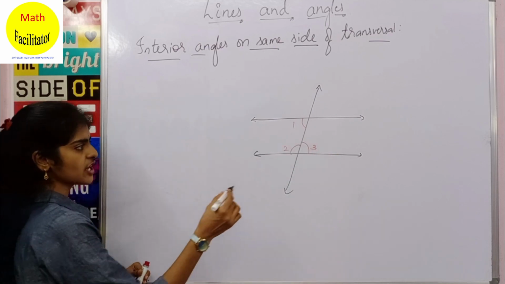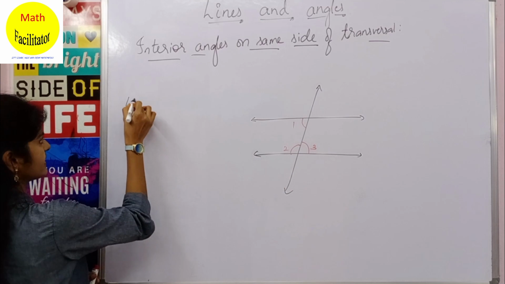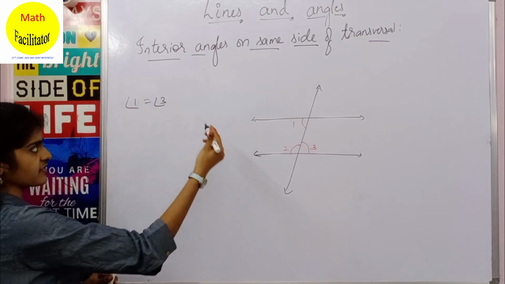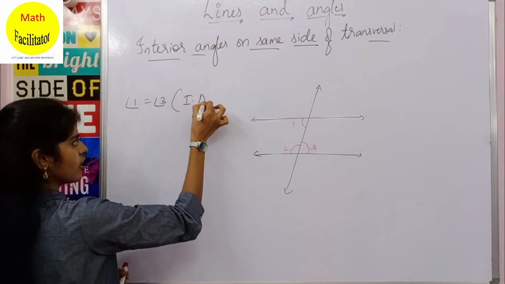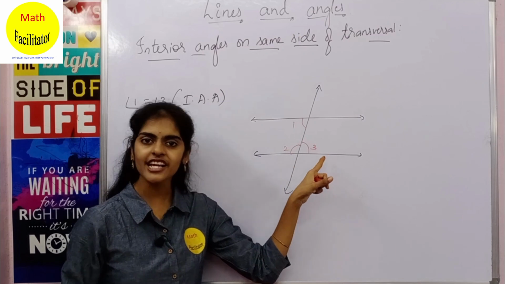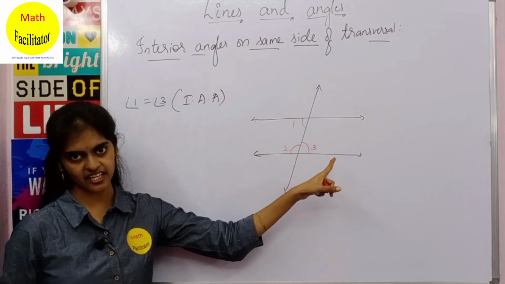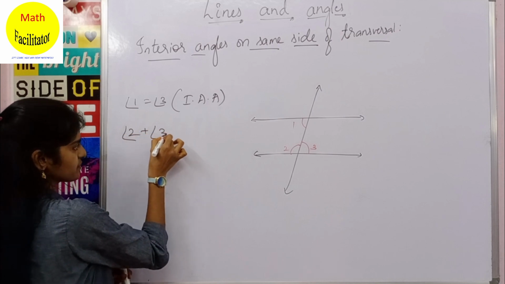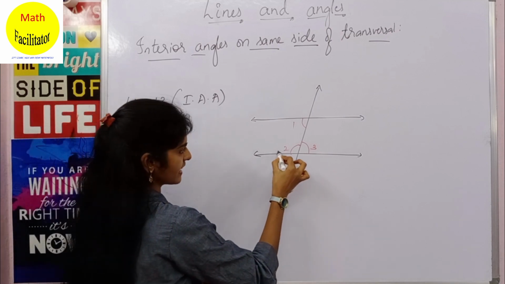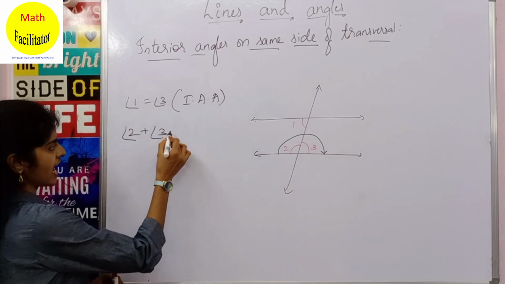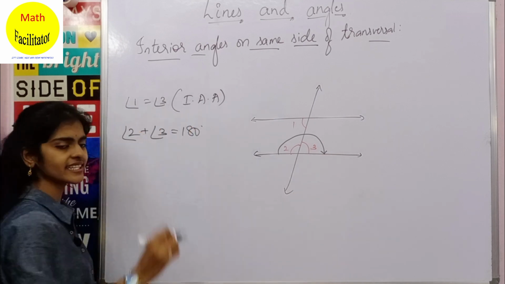Now as you have learnt, angle 1 is equal to angle 3. Can you say why? Because they are alternate interior angles, and we have just proved that alternate interior angles are equal, so angle 1 is equal to angle 3. Clear? And now what about angle 2 plus angle 3? Here you can see angle 2 and angle 3 are forming a straight angle. So angle 2 plus angle 3 is 180 degrees.